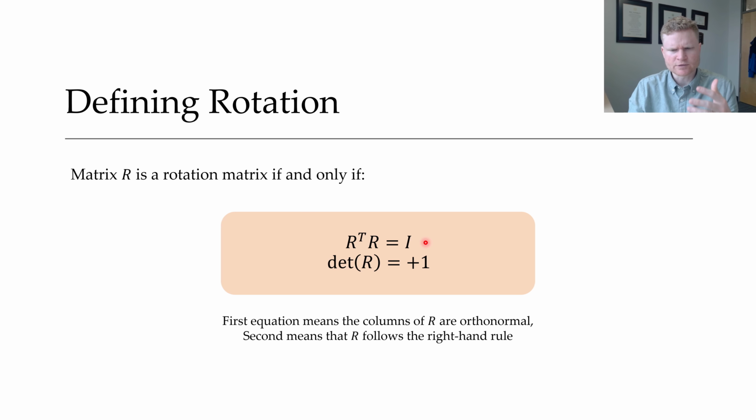These rules are just reflecting what we've already discussed for coordinate frames. The first equation means that the columns of this matrix must be orthonormal, so they must each be unit vectors and orthogonal to one another. We've already said that you must have that for a valid coordinate frame. The second rule, the determinant of R equal to plus 1, simply enforces the right-hand rule, which we also know we must have for a valid coordinate frame. So these two equations are basically saying that yes, this defines a valid coordinate frame. It is a valid rotation matrix.